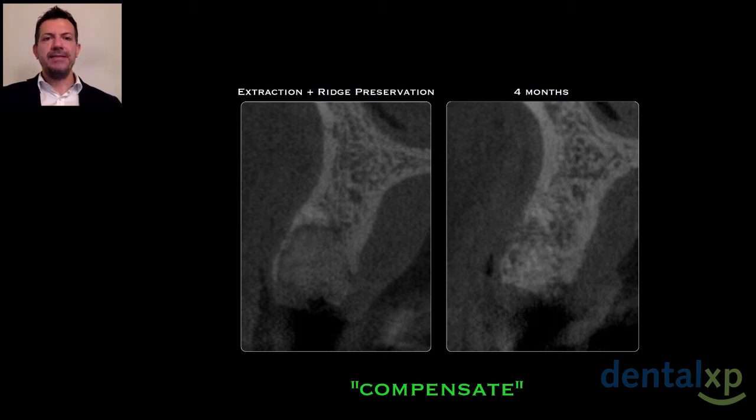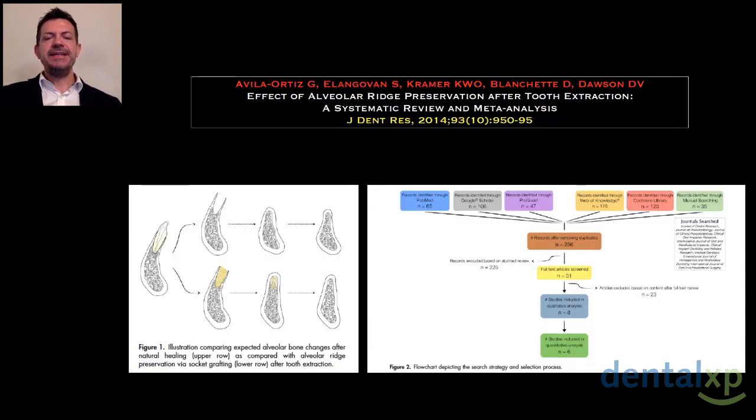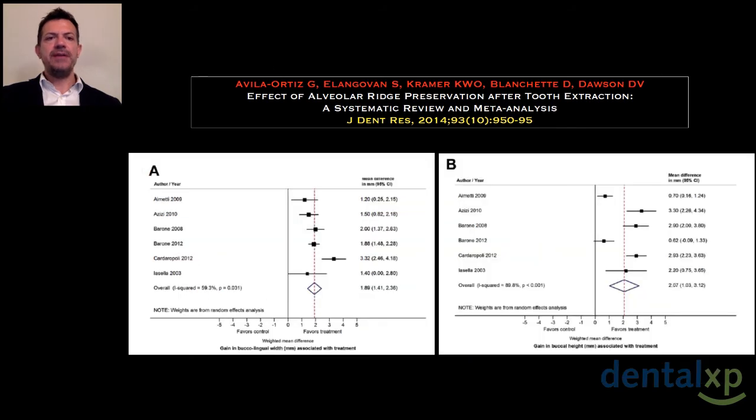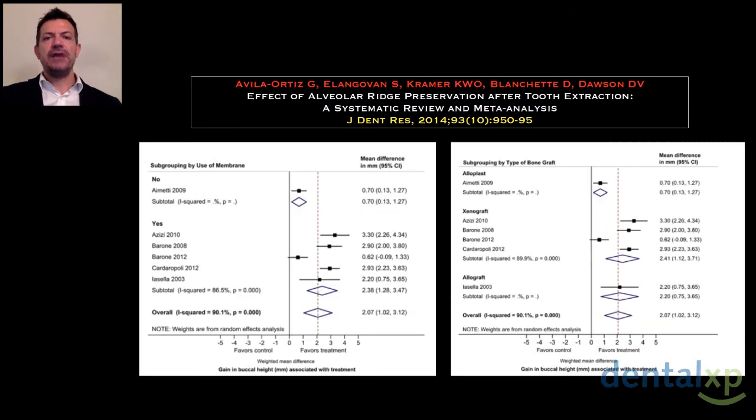This is a systematic review published by Gustavo Villa-Ortiz in the Journal of Dental Research in 2014, comparing several different procedures for ridge preservation, comparing the use or not the use of a membrane to protect the graft, and the difference between several biomaterials: xenograft, allograft, autogenous bone, and alloplast.